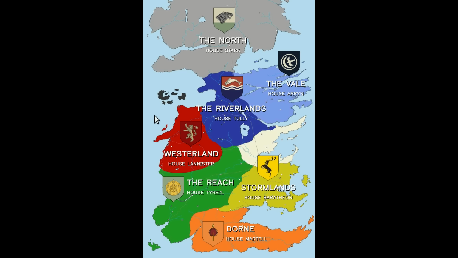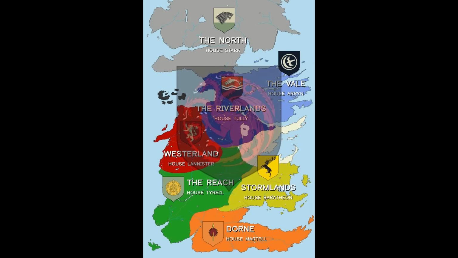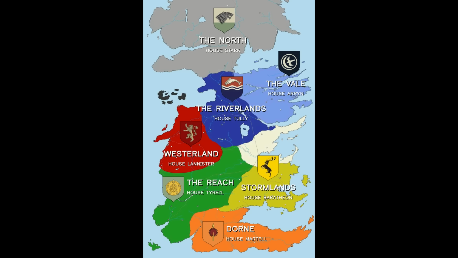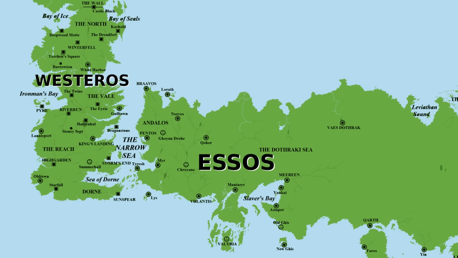The unification of the 7 kingdoms into a single realm happened about 300 years before the show starts. The person who did it was named Aegon, and he was from an 8th house, House Targaryen. And to explain the Targaryens, we have to go back another 300 years and to another continent. Next to Westeros is an even larger continent called Essos.